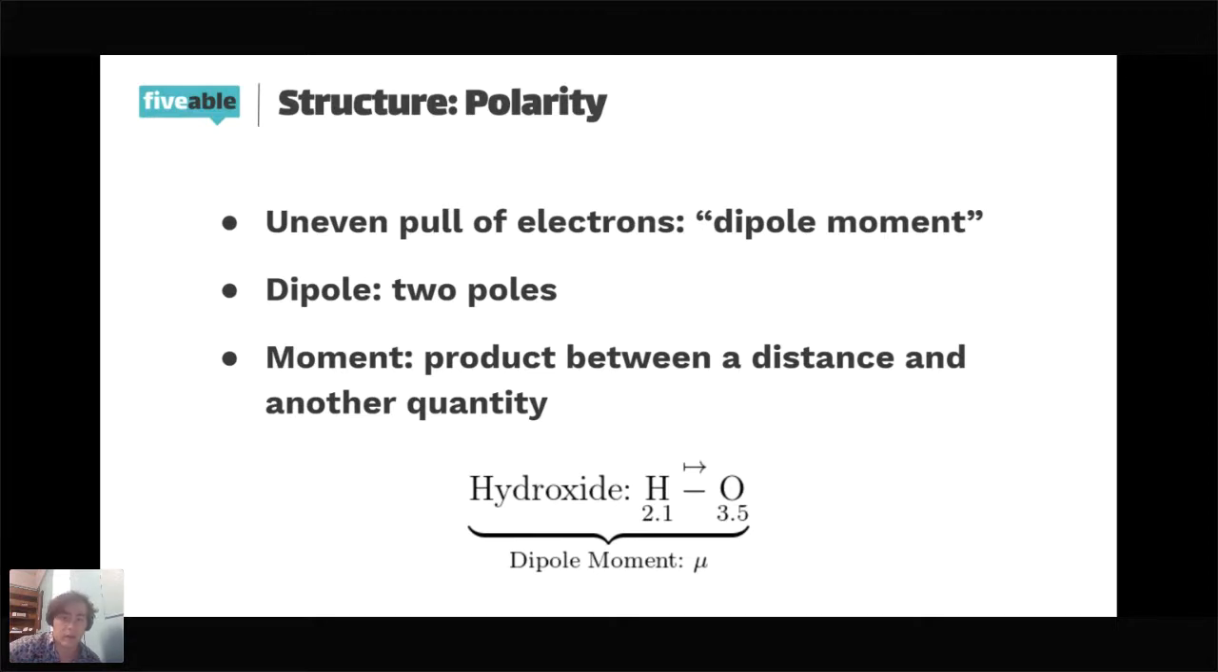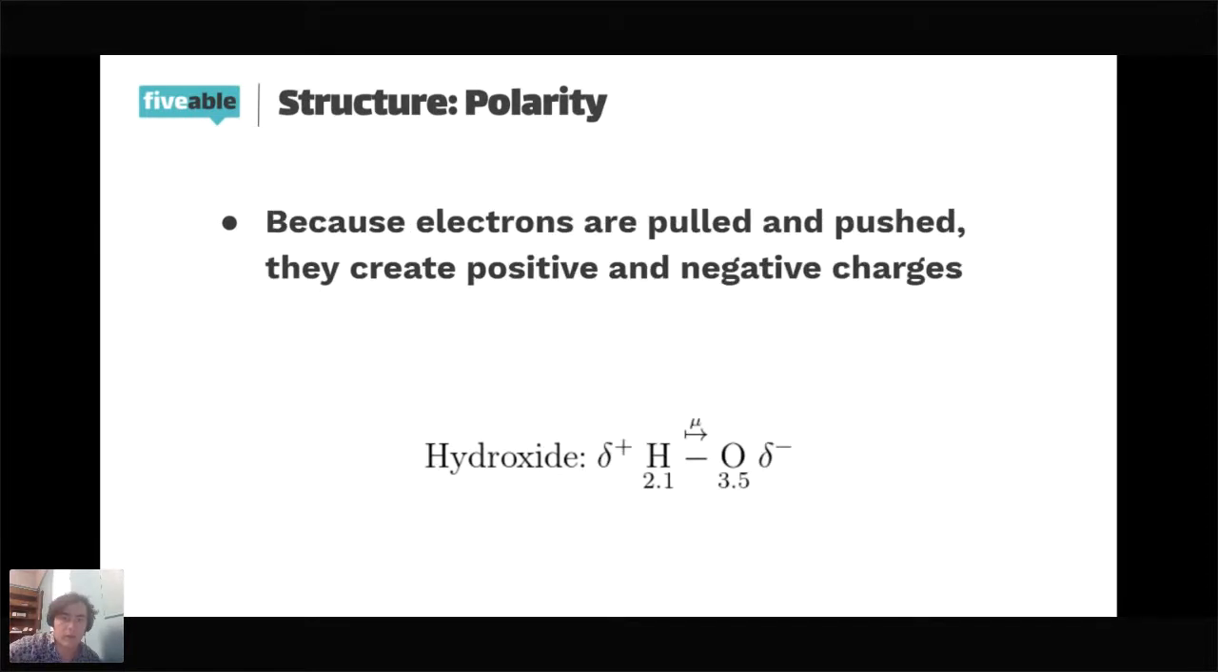So there's a dipole moment on hydroxide, and the dipole moment points towards the oxygen, in the same direction that electrons are being unevenly pulled. So that's a dipole moment. And because electrons are being pulled and pushed, they create positive and negative charges.